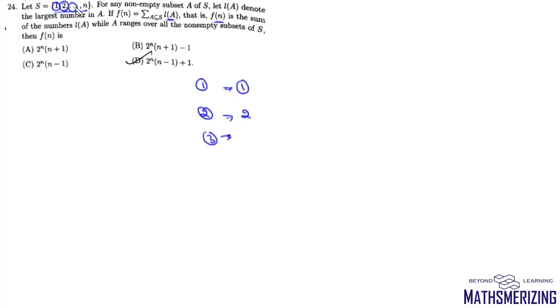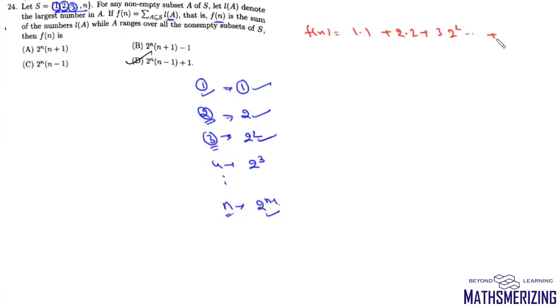Then for 3, we will have 3 as the largest number, and for each of 1 and 2, we'll have 2 choices each. So it will be 2 square. For 4, it will be 2 cube, and then for n, it will be 2 to the power of n minus 1. So we'll have one set whose largest element is 1. We'll have 2 sets whose largest element is 2. We'll have 2 square subsets whose largest element is 3, and we'll have 2 to the power n minus 1 subsets whose largest element is n. Now we'll find Fn. Fn will be 1 into 1 plus 2 into 2 plus 3 into 2 square up to n into 2 to the power of n minus 1.